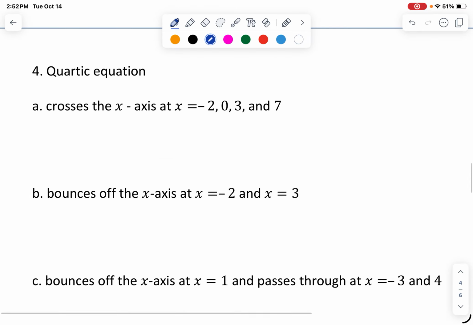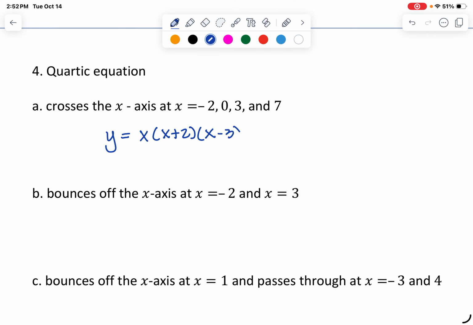Speaking of quartic, here's some quartic. So we have y equals, crosses the x-axis at those 4 places. So we have x equals -2, so x plus 2 is a factor. x equals 0, so x minus 0, or just x, which I'll write in front because it looks better, is a factor. x minus 3 is a factor, and x minus 7 is a factor.